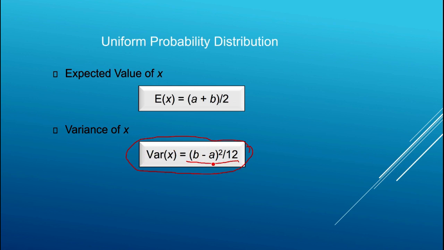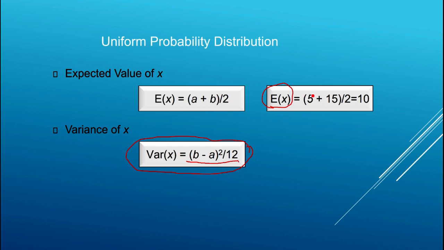But we take b minus a, we square it and divide it by 12, and that gives us the variance of our uniformly distributed random variable. So in the case of salad filling weight, just to illustrate both of these formulas, we can calculate the expected value of x, the expected salad filling weight. We already know that's equal to 10, but you can verify that this formula works. 5 plus 15 is 20, divided by 2 is a mean of 10.